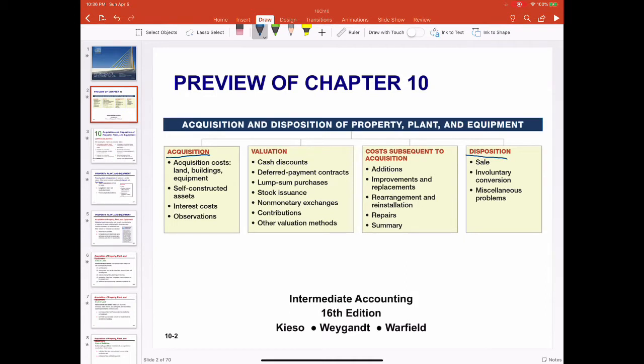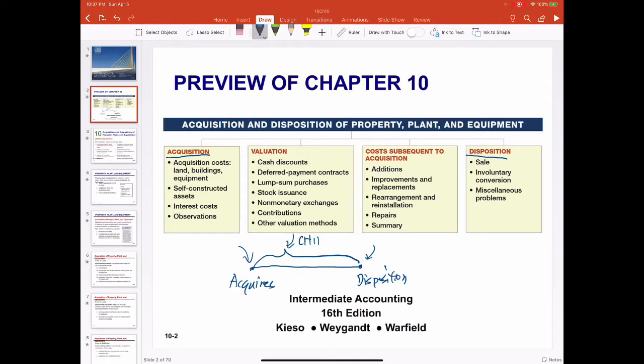For all the operating assets, we have the problem of valuation when the firm acquires it, and also during usage, and also the valuation at the point of disposition. During the useful life of these assets, we also value these assets. This part we are going to cover in Chapter 11.